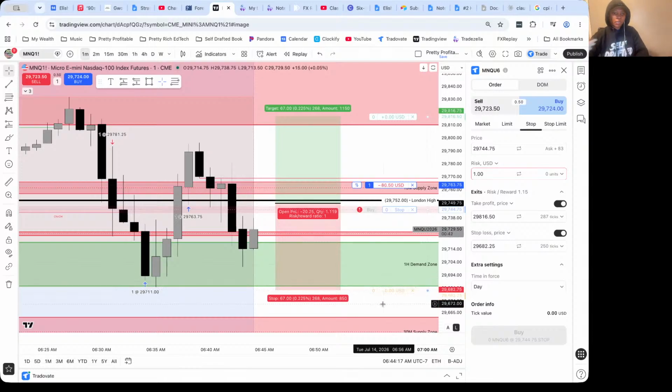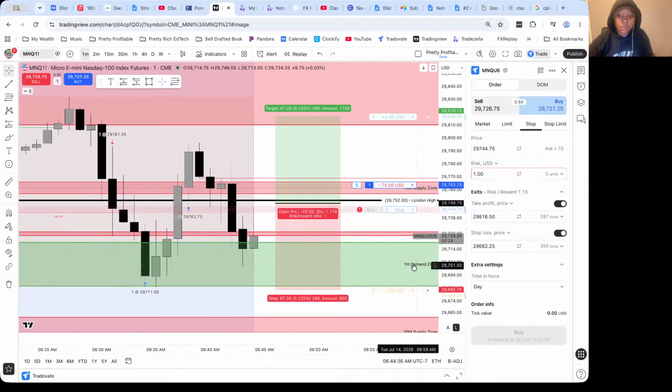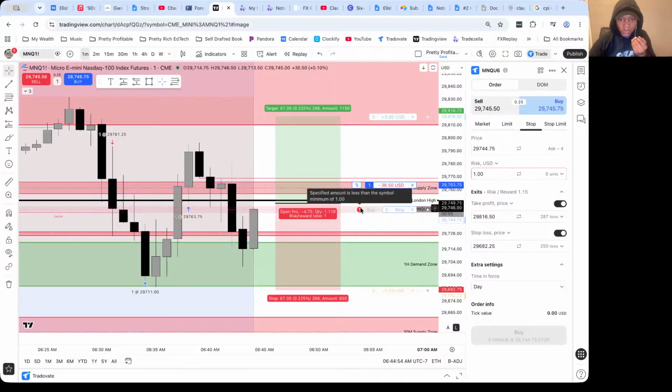But I'm gonna stay in the trade because it hasn't broken through my zone yet. Excuse me, it has not broken through the demand zone and closed outside of it. So I'm holding the trade, also because it's on a higher time frame. The 1 hour demand zone is a higher time frame than the 15 minute supply zone, and the 4 hour is higher than the 1 hour. So I'm just really trying to figure out what is wrong with that.